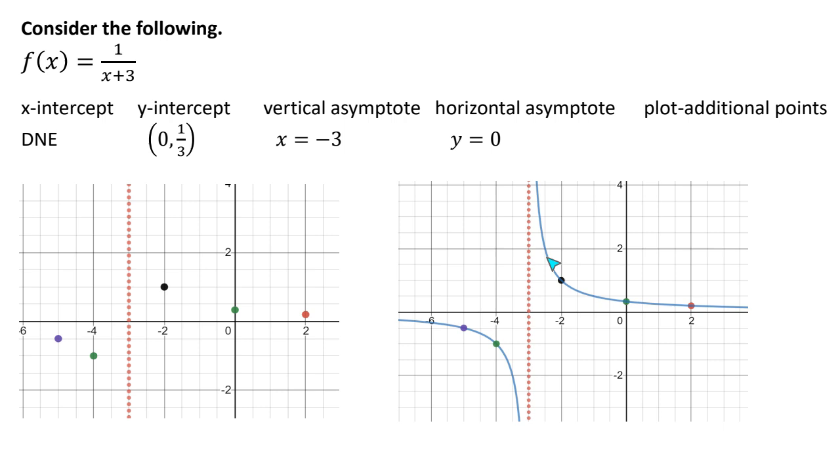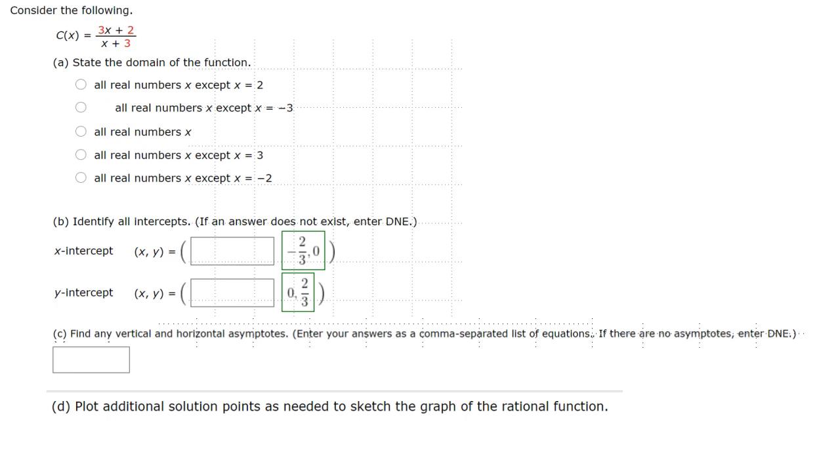So the graph gets closer and closer to that asymptote, but it's not going to touch it. And then it does the same for the x-axis. So those are the steps for graphing a rational function. Let's consider another example. So same idea, we want to do all these steps here.